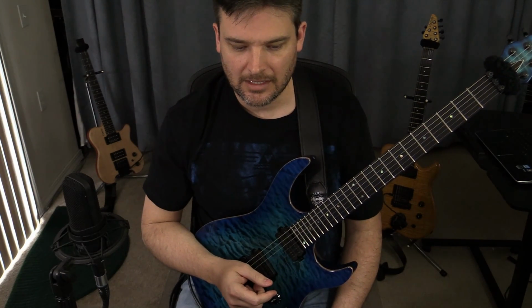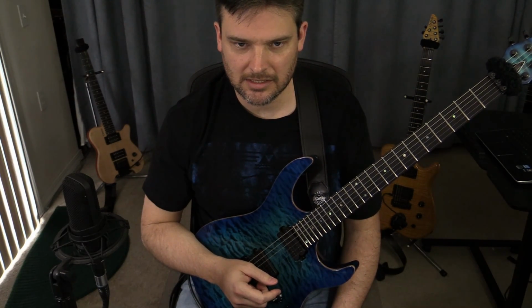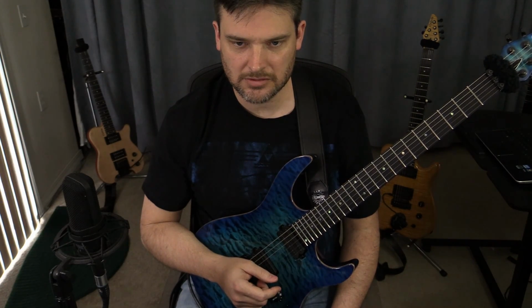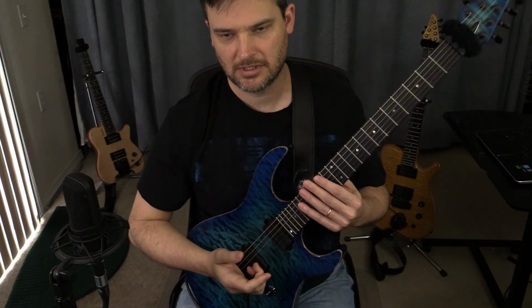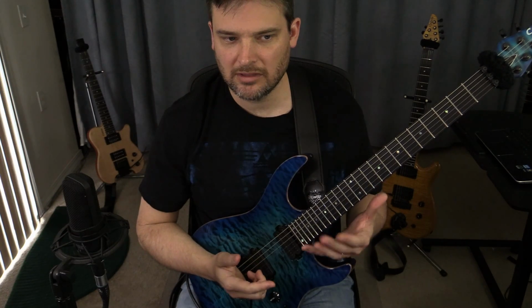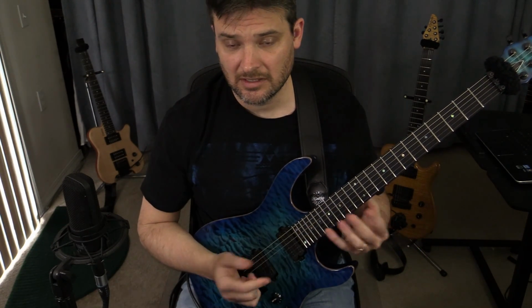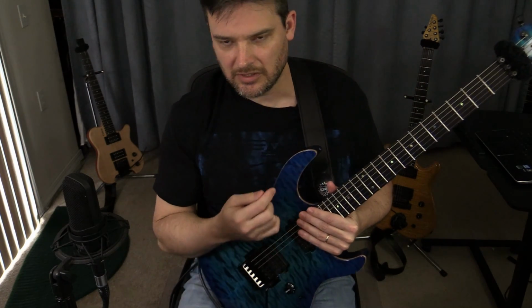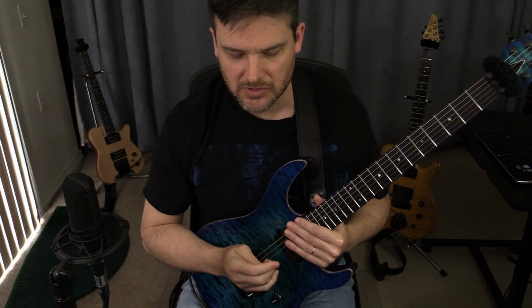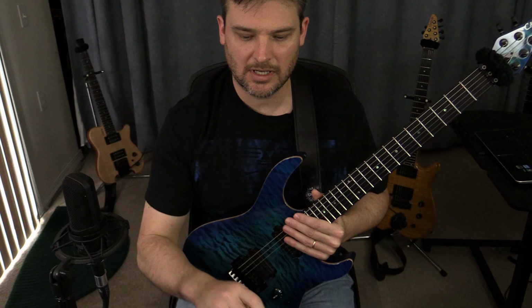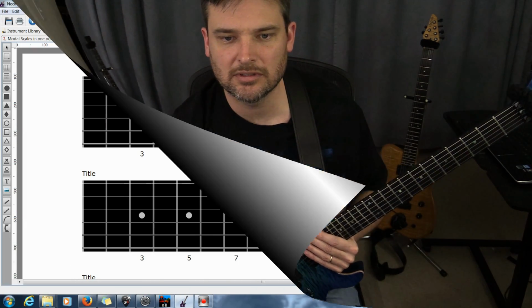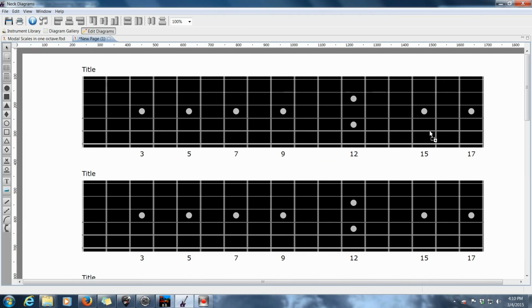All right, and basically the idea is we take small scale structures and we play them using eighth notes. All right, so let me give you an example of what I'm talking about. First of all, before I do that, let me share my screen with you. And all right, so now you should probably be looking at my neck diagram here.